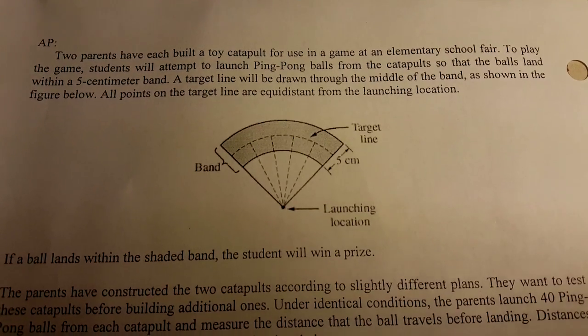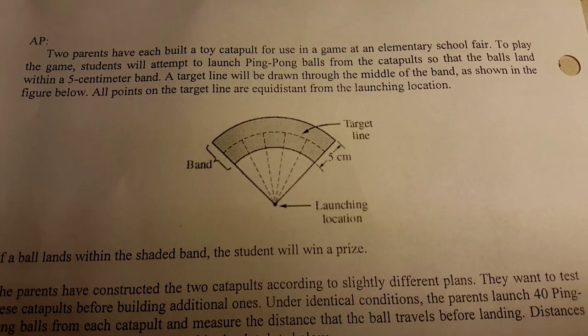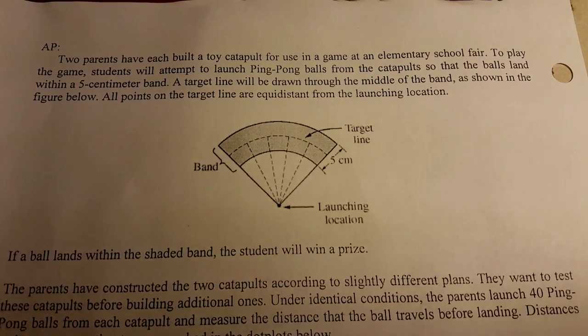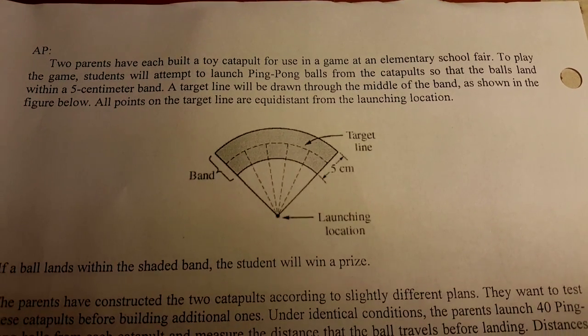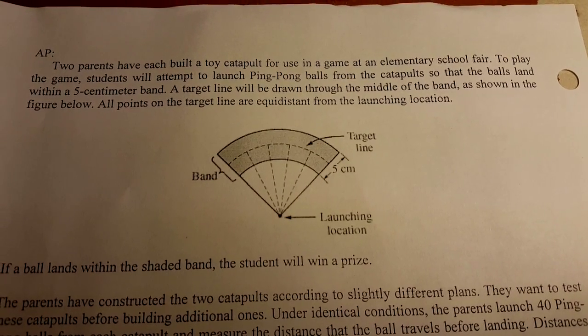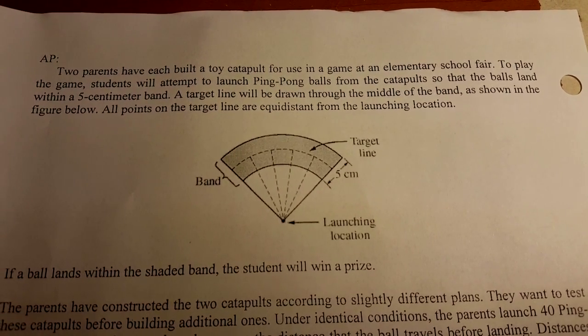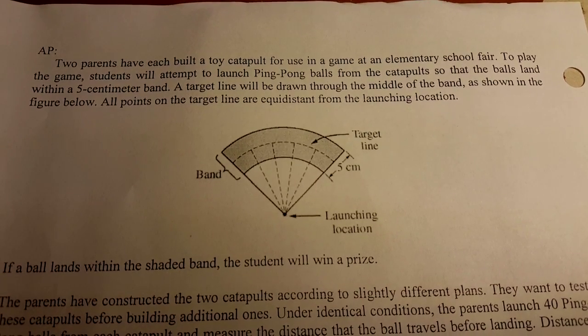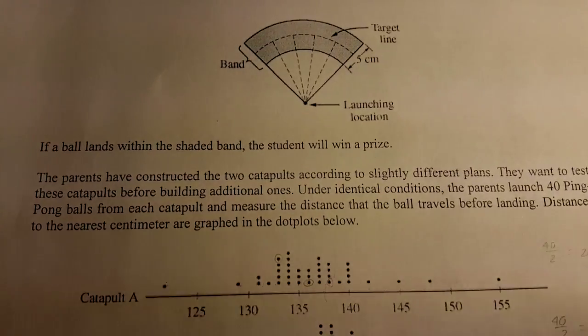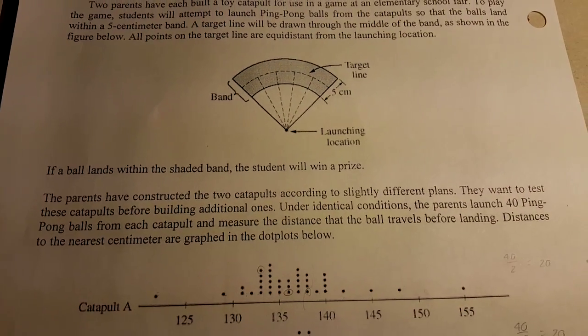Alright, final problem. Two parents have each built a toy catapult for use in a game at an elementary school fair. To play the game, students will attempt to launch ping pong balls from the catapult so that the balls land within a 5 centimeter band. A target line will be drawn through the middle of the band, as shown in the figure below. All points on the target are equidistant from the launching location. If a ball lands within the shaded band, the student will win a prize.